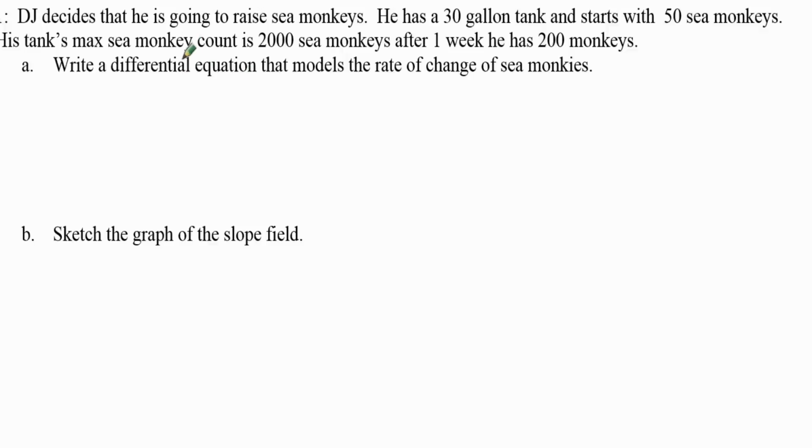And we have this max sea monkey count, so that tells me that we're doing logistic growth. So we're going to have dP/dt, a change in population over a change in time, equals, and we're just going to write this as k times P, and we're not going to know what that k value is now. After we solve all of this, we can come back and figure out what k is, but we need the actual model itself. And then we have our C, which is 2,000 minus P. So as far as writing a differential equation goes, that's what we have so far.